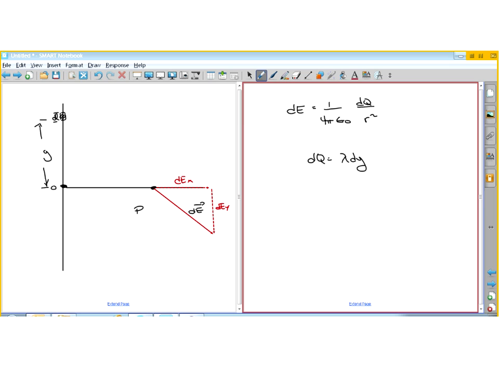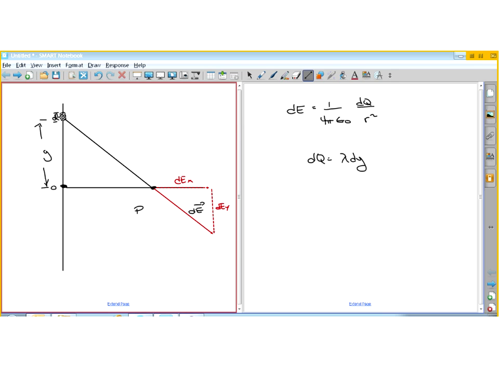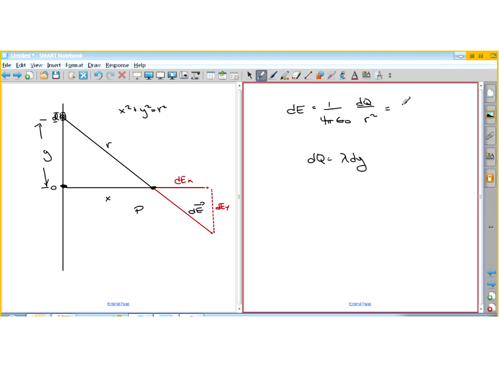So just like we did before, you're going to have a triangle that's going to define this direction. So this is r, this is x, and this is y. So we know from the Pythagorean theorem that x squared plus y squared equals r squared. So we can go ahead and plug in for r squared. We can put in x squared plus y squared. And for dq, we'll put in lambda dy, and that's divided by x squared plus y squared. And we're going to integrate that with respect to y.